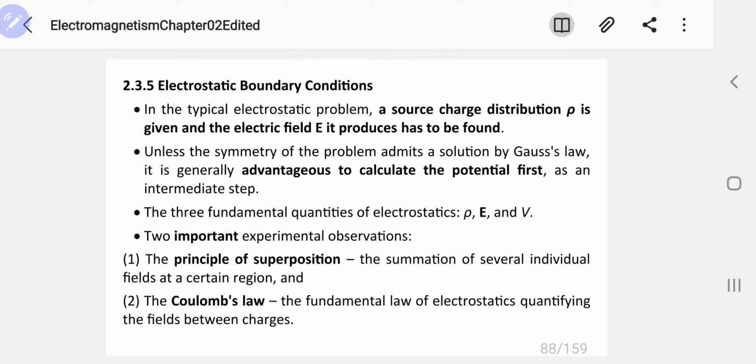So again, we saw that the principle of superposition is applied to the electric field as well as the electric potential. And of course, Coulomb's law, if we could remember the first lecture, is just the quantity of force that's acting between two charges.